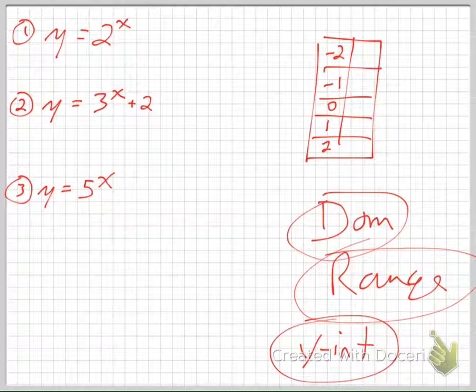So there will be a total of 5 questions for each one. So domain, range, y-intercept, table, and graph. That's the 5 questions for each one. Table, graph, domain, range, y-intercept. You all understand what's going on? 5 questions per, so 15 total points.